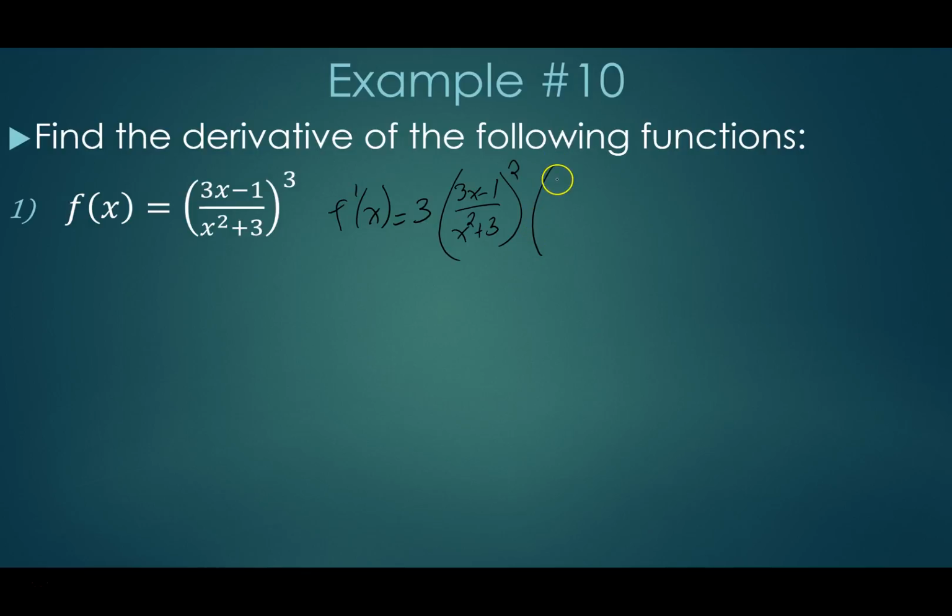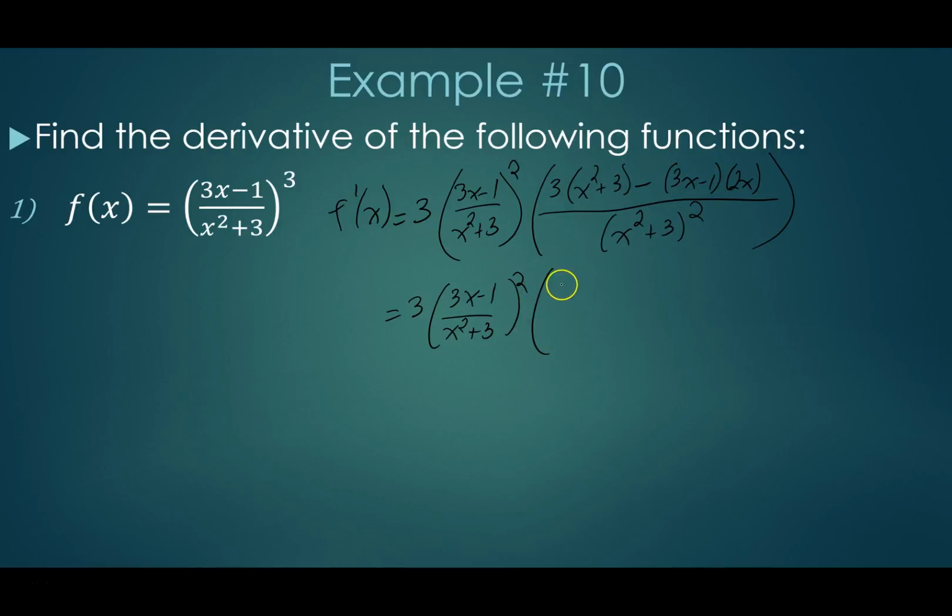So quotient rule is derivative of the top times the bottom, minus the top times derivative of the bottom, all over the bottom squared. So from here, we just need to simplify the top expression to combine things to get the final answer. So again, it's 3 times our (3x minus 1 over x squared plus 3) to the second power. Up top, when I distribute, we get 3x squared plus 9 minus 6x squared plus 2x, over (x squared plus 3) squared.